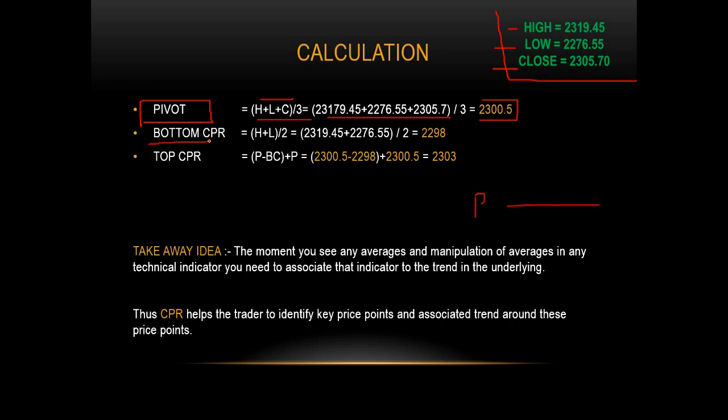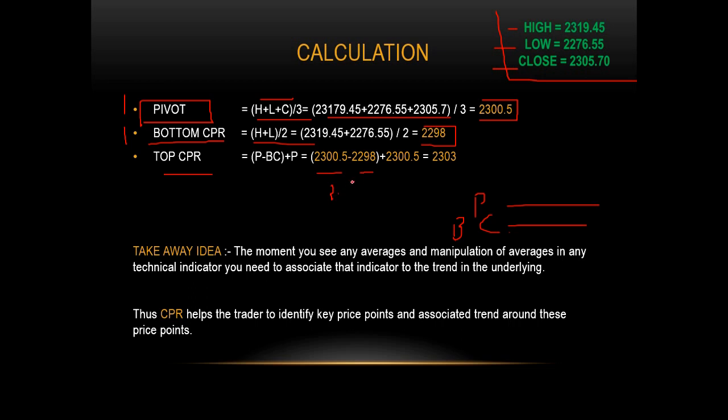Calculation for bottom central pivot, we take only high and low values and average it. So the resulting value, that is 2298, will be our bottom central pivot. Now for TC, we will take the calculated values of pivot and BC, that is 2300 and 2298, and subtract it. The resulting value is 2.5.